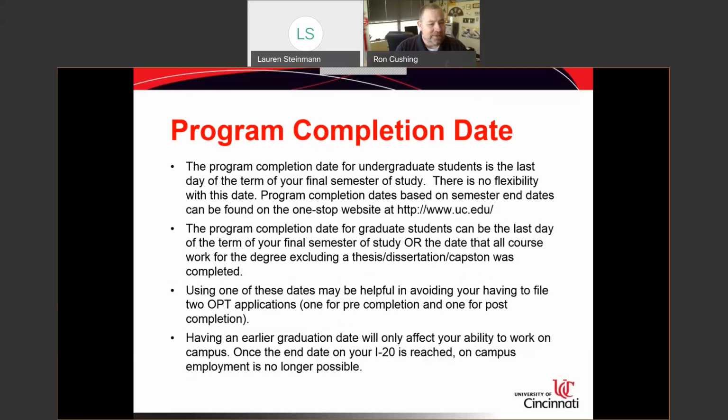Now, the program completion date for our undergraduate students is always fixed. It is the last day of the last term of your final semester of study. There is absolutely no flexibility with that date. Program completion dates for graduate students can be much more flexible. It could be the last day of the last semester of study, or it could be the day that all required coursework is completed. Using one of those dates can be helpful in avoiding having to file 2 OPT applications.